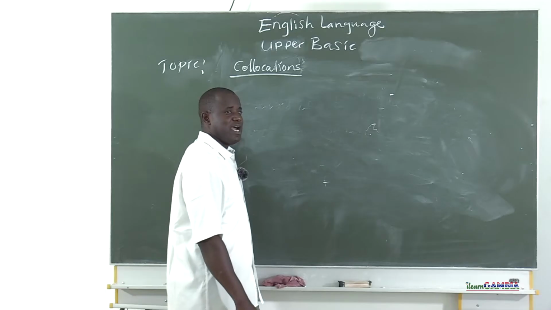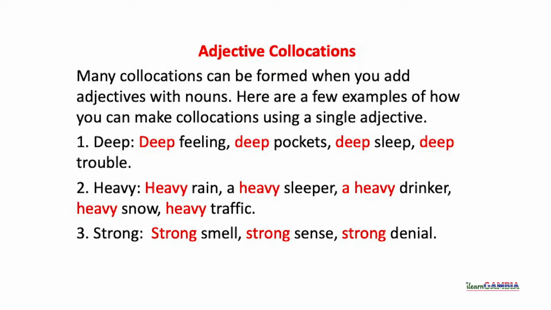We move on. Another type is adjective collocations. Many collocations can be formed when you add adjective with nouns. Here are a few examples of how you can make collocation using a single adjective. Deep feeling. You have the adjective deep plus the noun feeling. You also have deep pocket, the adjective deep plus the noun pocket. You also have deep sleep, the adjective deep plus the noun sleep.